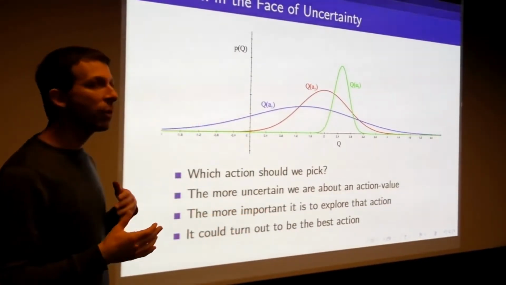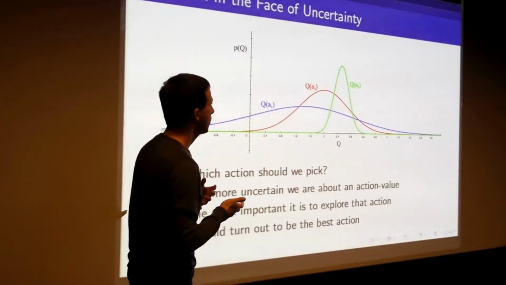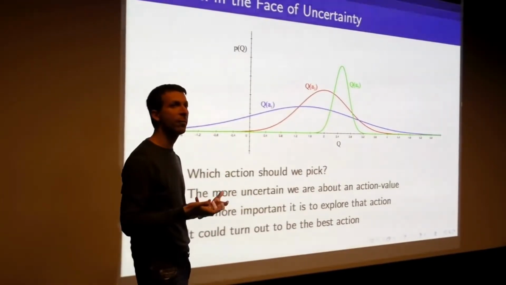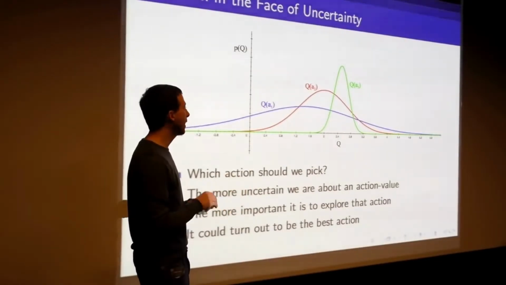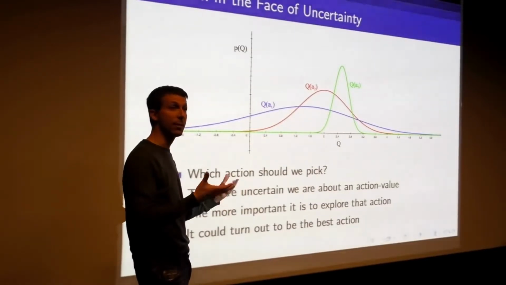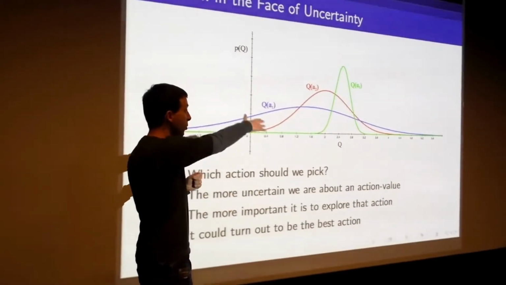So we're going to talk about 2 different approaches now to solving this problem, one of which is frequentist, in which we assume nothing about the distribution, and the second approach is Bayesian, where we assume that someone gives us a prior probability distribution over our Q values.